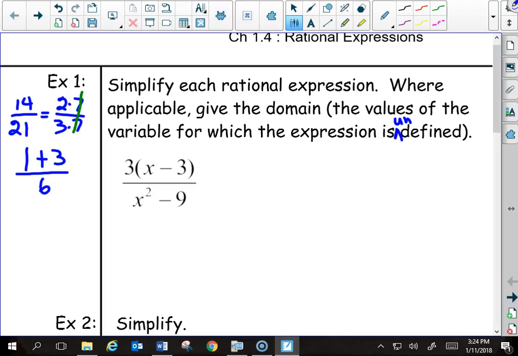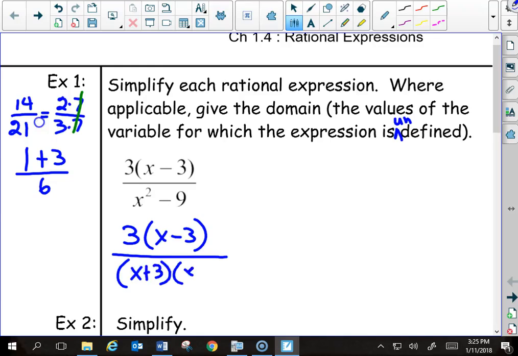Now the top of this fraction, 3 times x minus 3, is already fully factored, but the denominator can be factored. That's the difference of 2 squares, so it's x plus 3, x minus 3. That's a good thing, because that'll allow us to reduce through the 2 common factors in numerator and denominator of x minus 3. And what we get out of that is 3 over x plus 3.